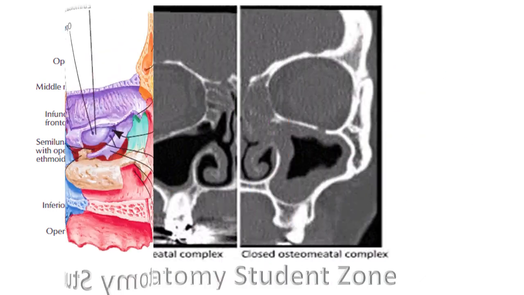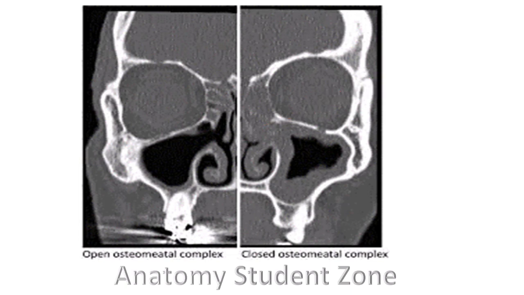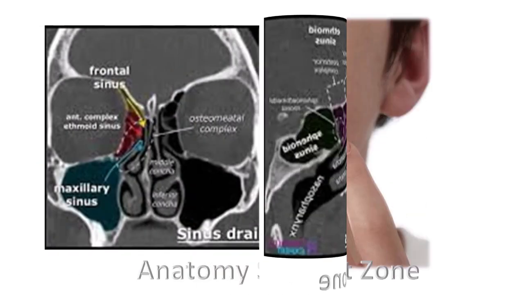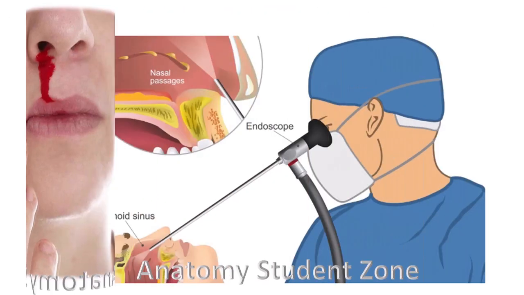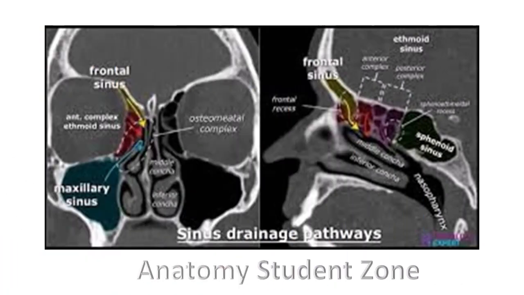We saw in this scenario that the osteomeatal complex was blocked, and that was a primary cause of sinusitis in this patient. So the clinical significance of this lateral wall of the nose is in sinus drainage, nasal obstruction, epistaxis, sinus surgery, and nasal polyps. So how is it going to link with that? The lateral wall is crucial for sinus drainage because blockage of the osteomeatal complex leads to sinusitis and impaired drainage of the sinus.